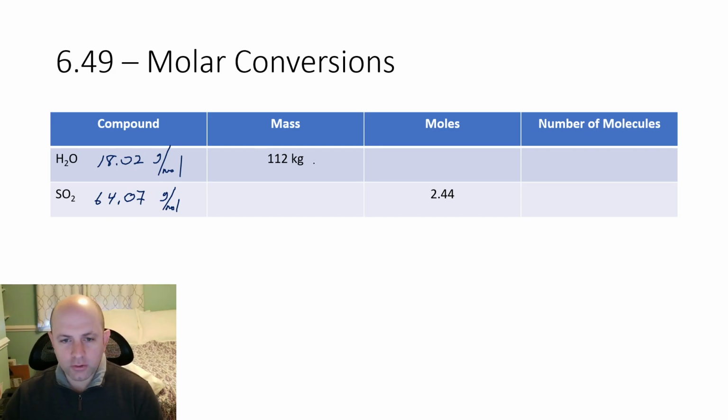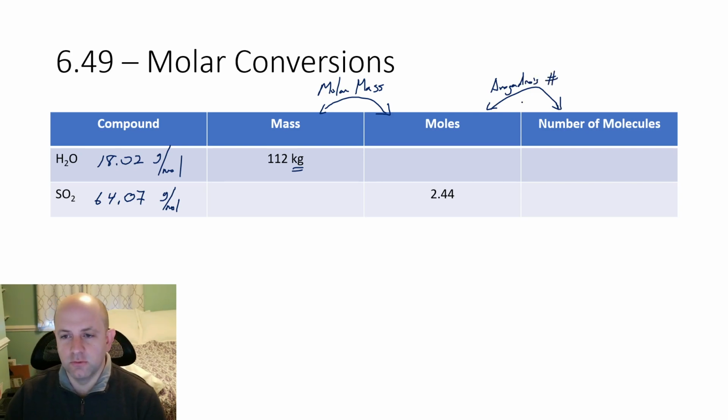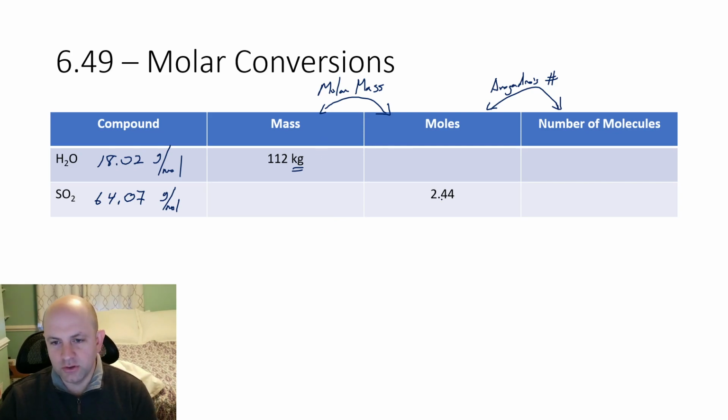All right, for water, we can go from mass to moles to the molecules. And actually here above the table, let me remind ourselves how we do that. Molar mass will go between these two, assuming it's grams. If you notice, we've got kilograms here, so we'll have to fix that. And then from moles to molecules, that's where we use Avogadro's number, the 6.022 times 10 to the 23rd. So for water, we just go in the one direction. For sulfur dioxide, we'll have to do one this way and one that way.